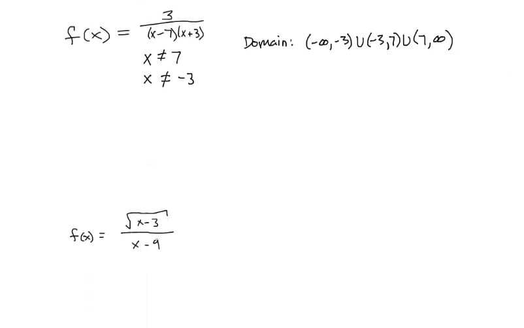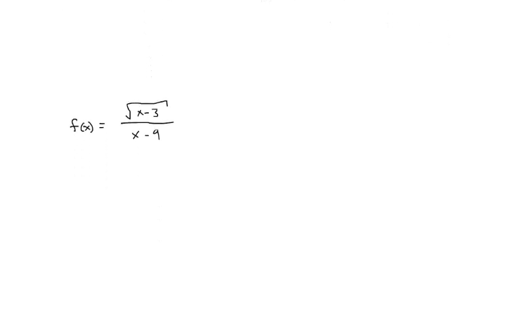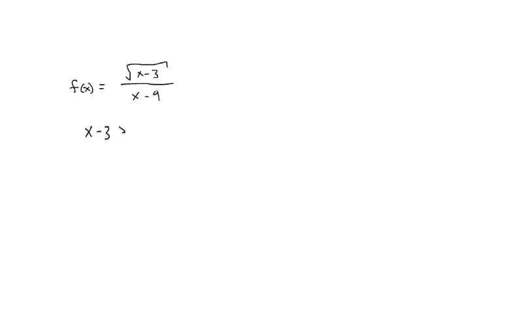In this next example, I have the square root of x minus 3 divided by x minus 9. So now we have two places where we have to be careful. We can't have a negative number underneath the square root, and also we have a denominator that can't equal 0. So here I have x minus 3 has to be greater than or equal to 0, and also that x cannot equal 9. So now I'll solve our inequality. So x has to be greater than or equal to 3, and then we cannot equal 9.